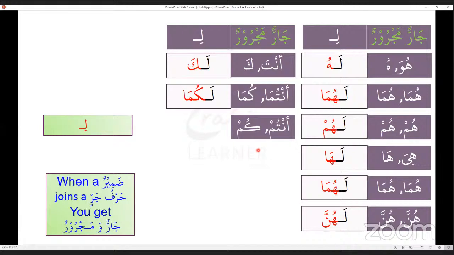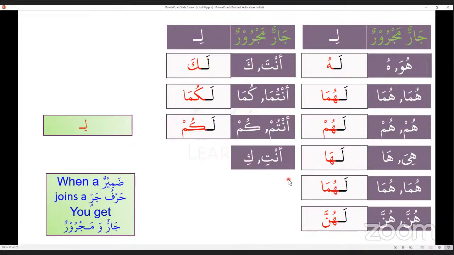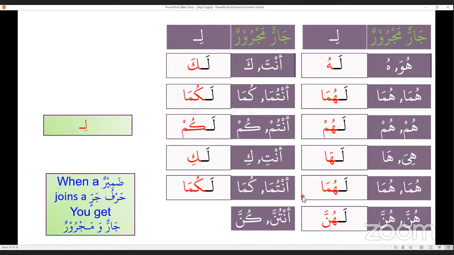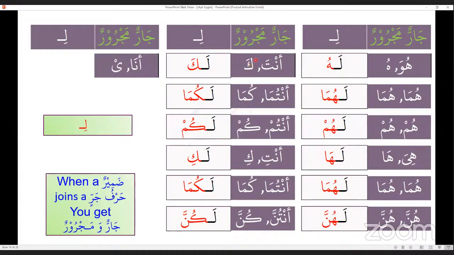Lakuma. Next. Lakum. Very good. Laki. Lakuma. Then lakunna. What is the meaning of lakunna? Li is for you all. For you all, very good. And it is referring to whom? Which gender? Female. For you all, females. Well done. Okay. Next.